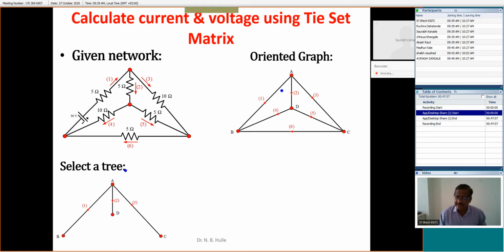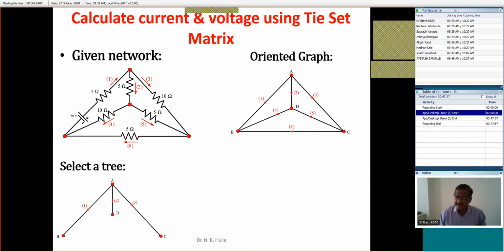Similarly, this is our tree 1, 2, 3. This I have already discussed. If we are putting this branch, something like this, this is the formation of a loop, and this is known as the tie set number 2. How is the current for this tie set? The direction of the current of this tie set is the same as the direction of this co-tree branch. The co-tree branch current is downward. If this current is downward, in that case, its direction will be something like this. That is the direction of current of this particular loop.